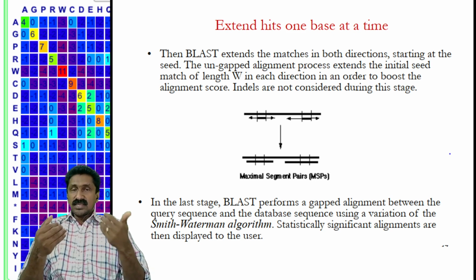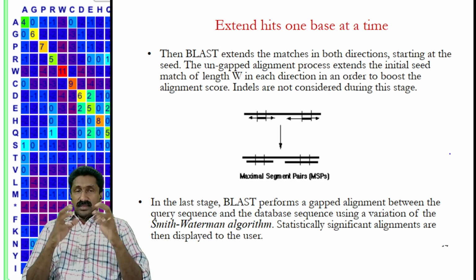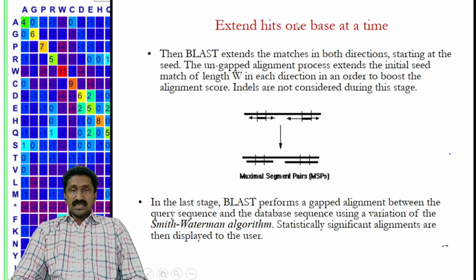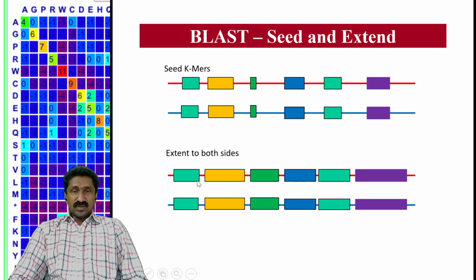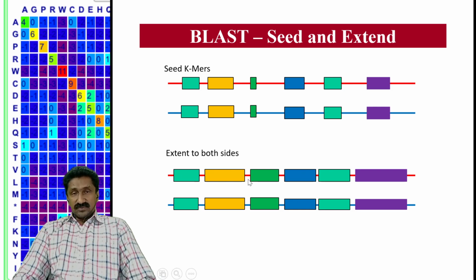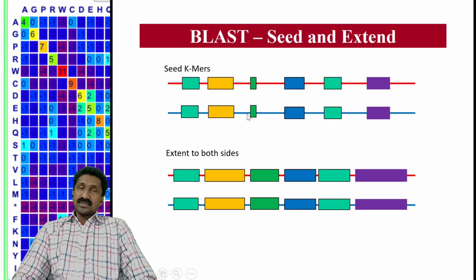And at the last stage, BLAST performs a gapped alignment between the query sequence and the database sequence using a variation of the Smith-Waterman algorithm. So even after a simple extension, if there are some regions left, these regions can be aligned by inserting gaps using the Smith-Waterman algorithm. So the initial seeding results in proper alignment of the entire segment, and then finally the Smith-Waterman algorithm will be used for filling the gap, aligning this region using localized alignment, and usually it involves the insertion of gaps.